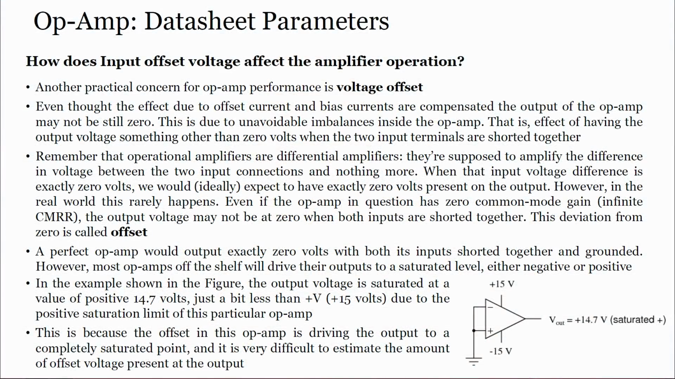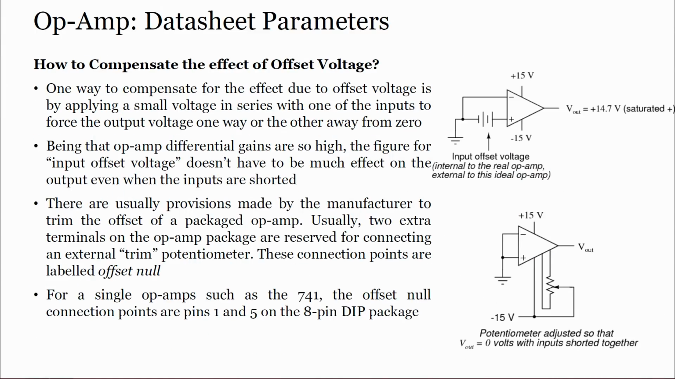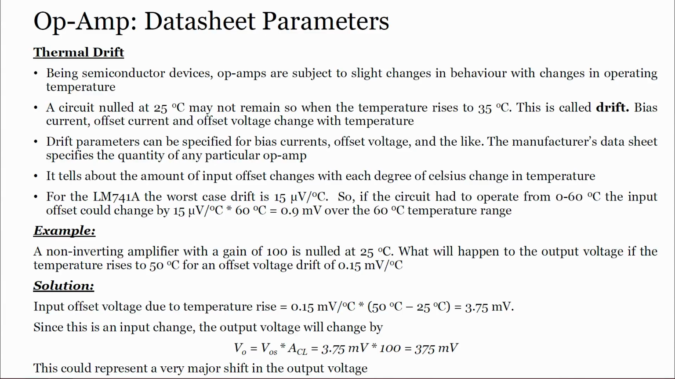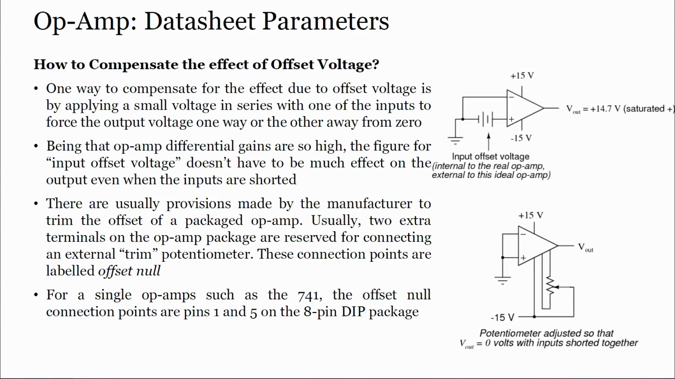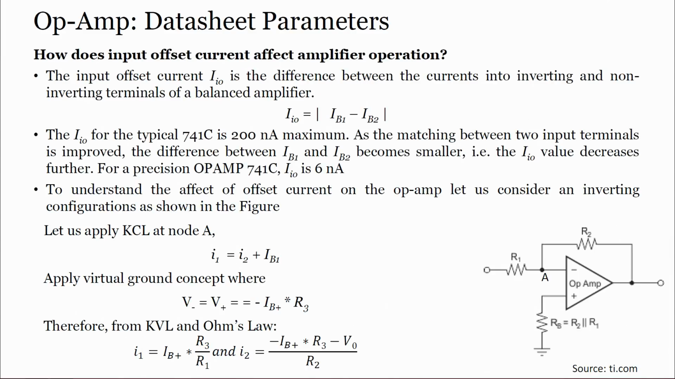Then if you come back to the screen, another question is, how does input offset voltage affect the amplifier operation. Earlier it was input bias current, here it is input offset voltage. This also we have seen, so just look at the videos please. Then the next example is thermal drift. These are all data sheet parameters, by the way.